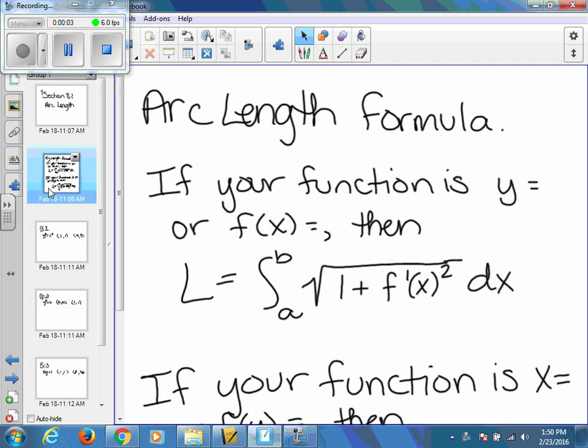So arc length. I'm going to look at our arc length curve. When your equation is given, you can find one.